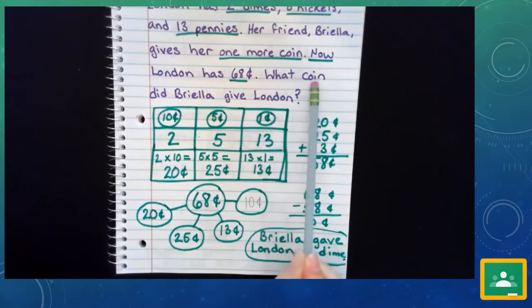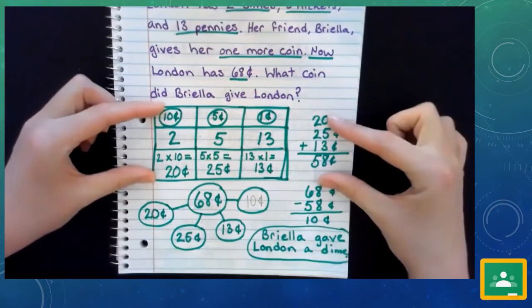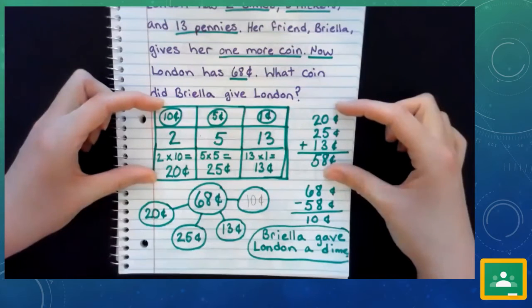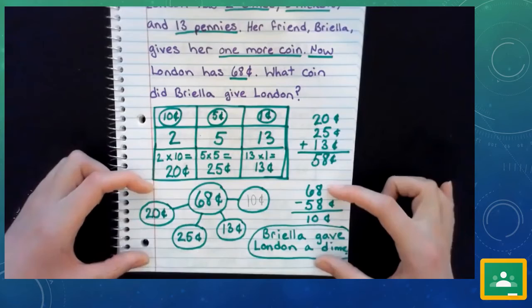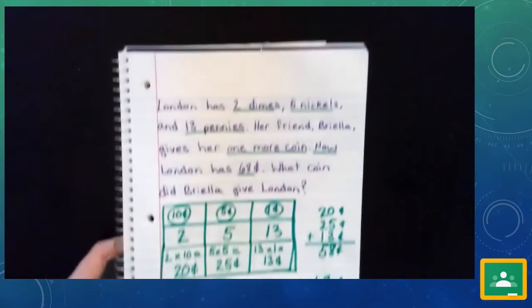So I restated the words in my question to write an answer sentence and solve this problem. Briella gave London a dime. And as always, it's great practice to circle your final answer, okay? So notice how that took 2 steps. This was my first step. I had to figure out what actual cent value London had before I could figure out the coin that Briella had given her. Let's move on.